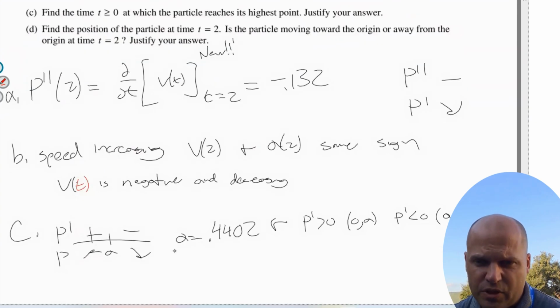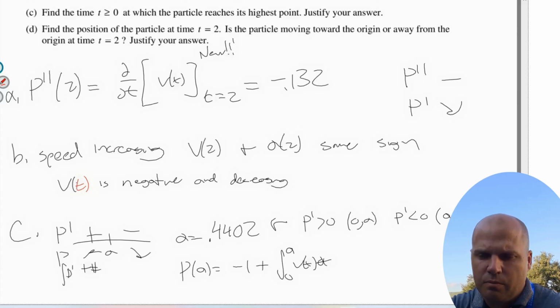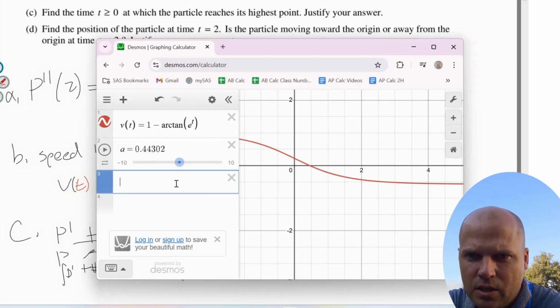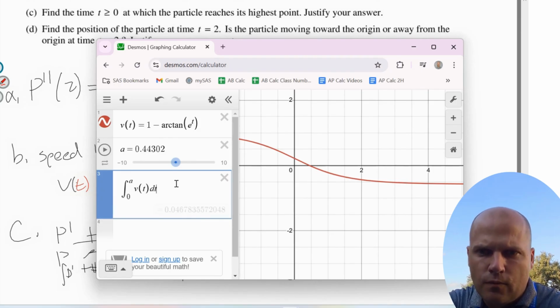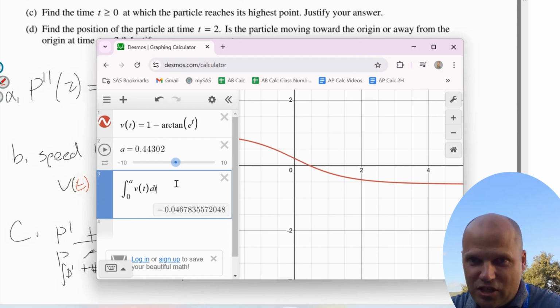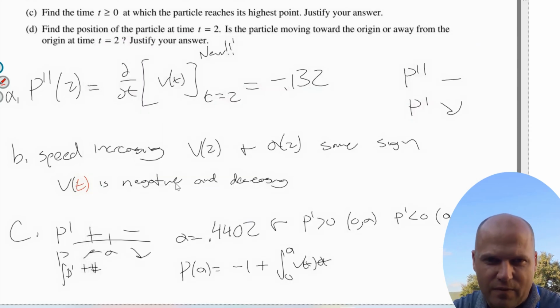Yep. Position of A is the starting position plus the accumulation of my derivative, my total amount that I increased, which is the accumulation by meters per second times seconds. So I'm going to integrate or accumulate V from 0 to A, and I just increased that much. So it's not much, but it is something, negative 0.953.